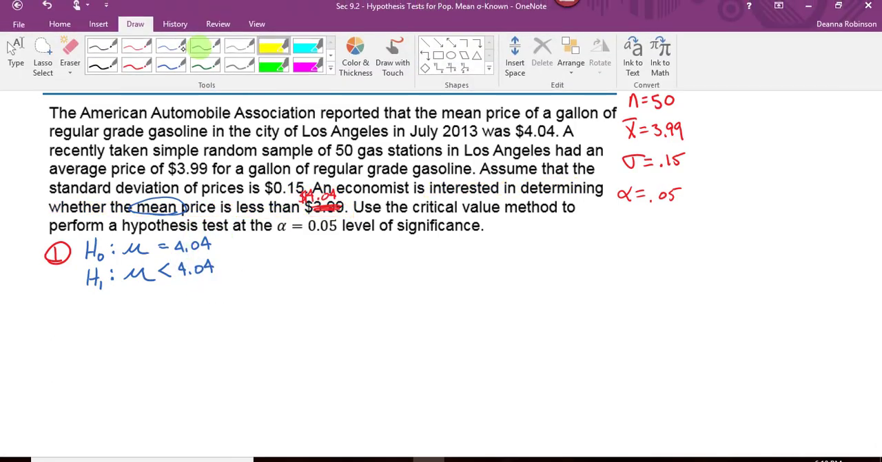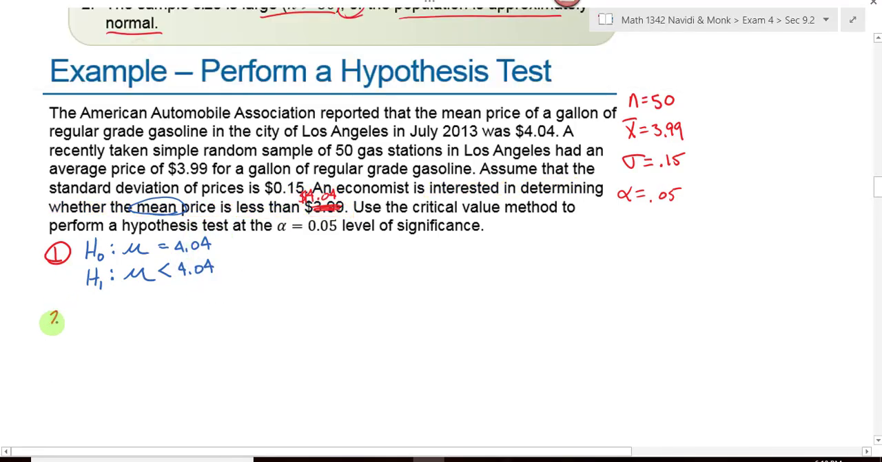The next thing I asked you to do was to identify what your significance level is. For this problem, we're told to use alpha equals what? 0.05. If you're not told what alpha level to use, let that be the default.